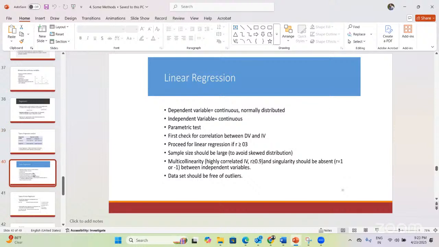It is a linear regression. It also follows normality. That's why it can use the parametric test. Our independent variable will be the one to follow for your analysis. Next slide.